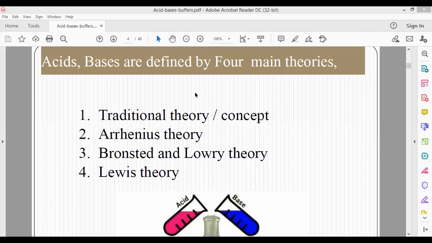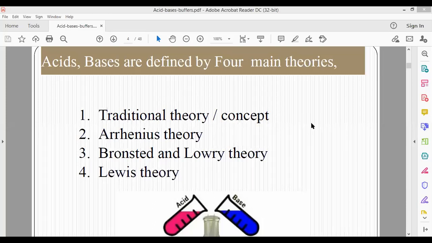First one is the traditional theory, the previous one. Traditional means पारंपरिक. So traditional theory. Then the scientist Arrhenius also explained acid base theory, so it is called the Arrhenius theory. Next one is the Bronsted and Lowry theory. Bronsted and Lowry are also scientists who explained acids and bases, and the theory is named after them. And the last one is Lewis's theory. So these are the 4 theories, and they each explain acids and bases differently.